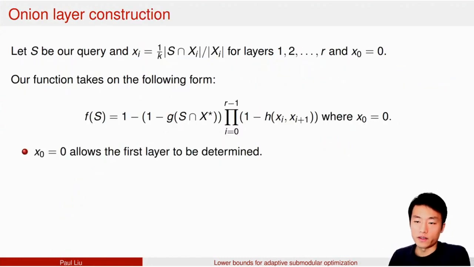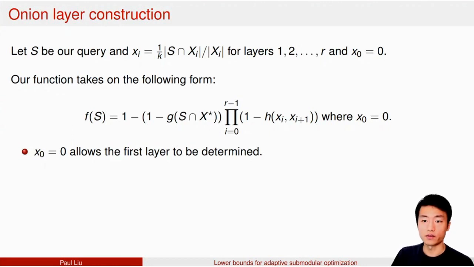Let's describe f in more detail. For any query s, let xi be basically the intersection size of s and Xi normalized. And the reason we normalize it this way is so that when you query a set S of size exactly k, the xi values sum up to 1 for the optimal solution. Oh, and also we'll define a little x star to be the intersection of S and X star appropriately normalized. Furthermore, we let x0 equal 0.